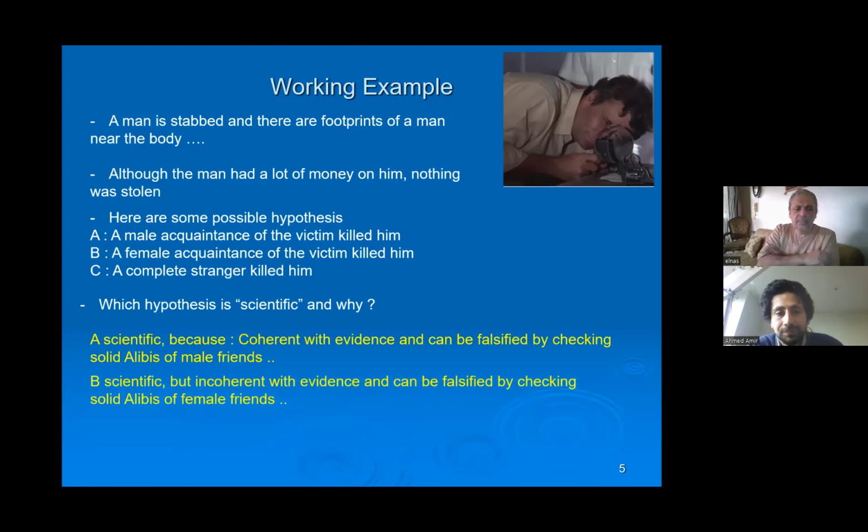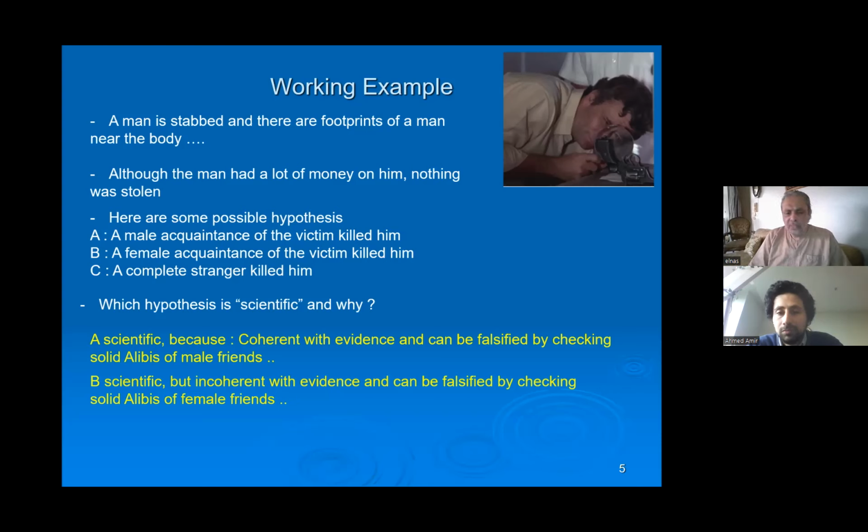So actually, B is also scientific, but it is incoherent with the evidence, and it can also be falsified by checking the solid alibis of female friends. Again, Colombo will take all female friends and investigate them and be sure whether they have alibis or not. But hypothesis B needs a little more effort because the footprints of a man contradict it. Hypothesis A is coherent. There is no contradiction. It is nearer to believe than hypothesis B. But hypothesis B is still scientific. It is still a possibility, because she could have used the footprint of a man to frame someone.